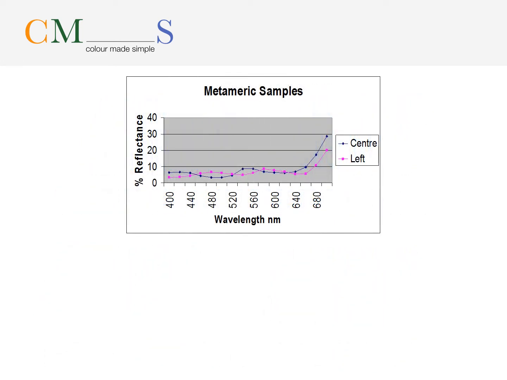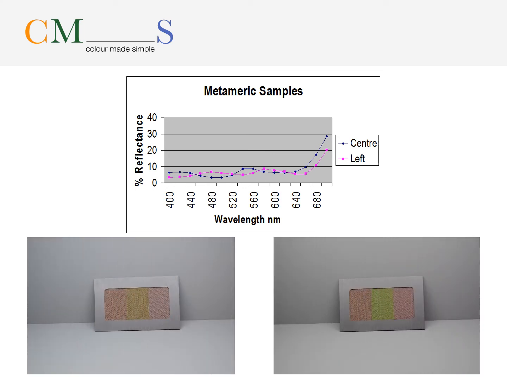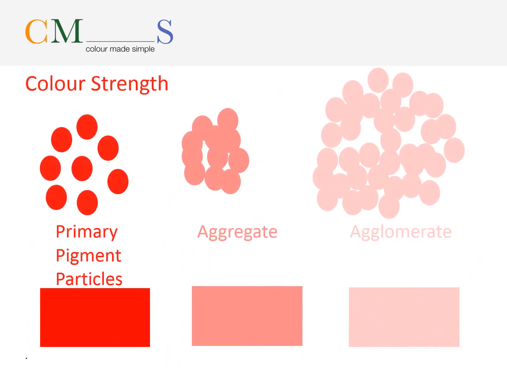Spectral reflectance curves are very useful tools for the colour formulator to help them make the correct decisions regarding colour mixes. In this case we see two reflectance curves which have many crossover points, and this is a sure sign that there are going to be issues with metamerism as the illuminant changes. Spectral reflectance curves are also very useful in determining colour strength.